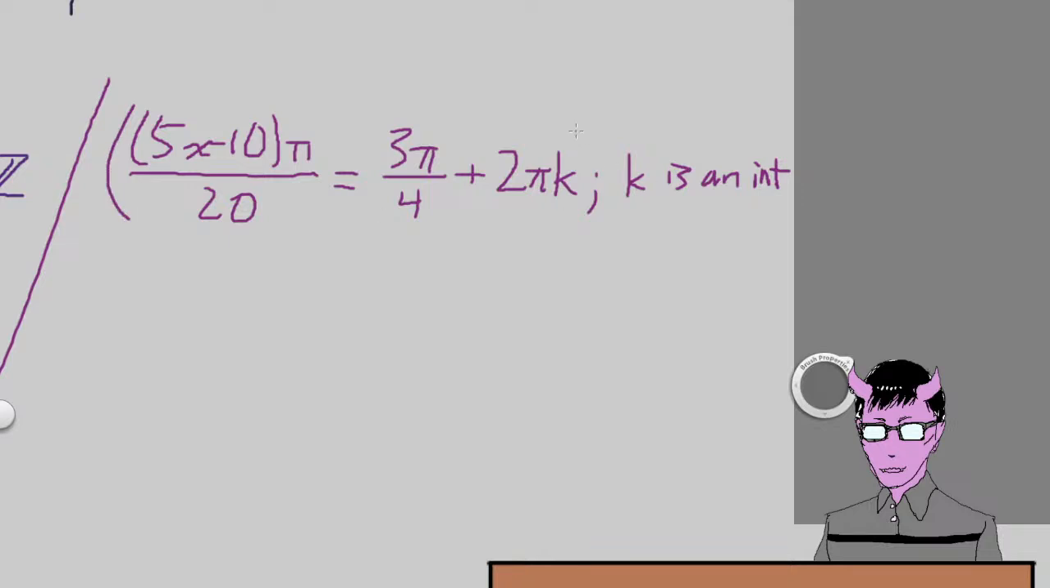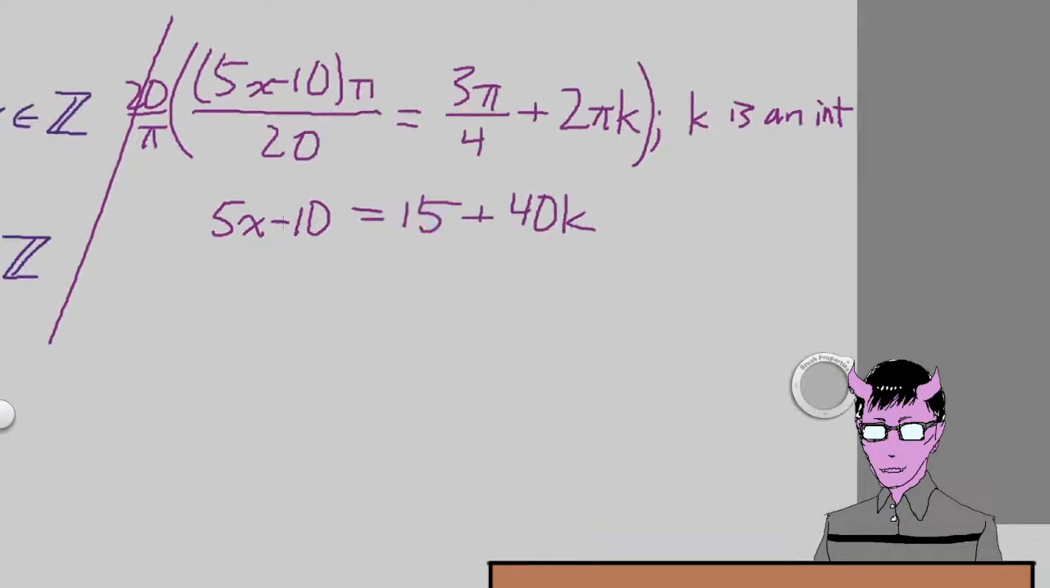So we're going to multiply both sides by, same opening move, 20 over pi. That is equal to what? 5 times 3 is 15. Then distribute it to the last term. 40k yet again. Plus 10, and then divide by 5 from both sides. So x is equal to, plus 10 is 25. 25 divided by 5 is 5. And 40 divided by 5 is 8. And that's it. Of course, we should put k as an integer.